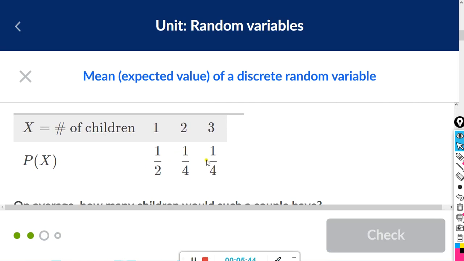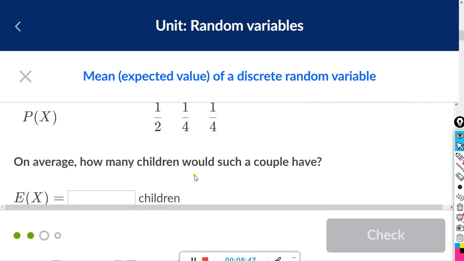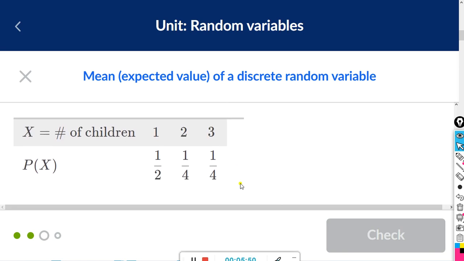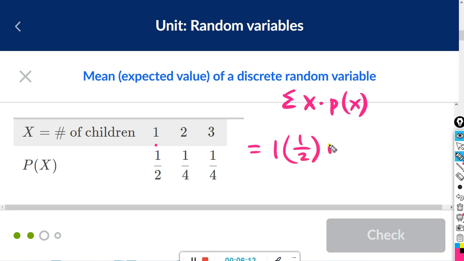Now we have the number of children and the probability for each. On average, how many children would such a couple have? Same thing: it's the sum of x times P of x for each one. These are the x values here. We have 1 times a half. These are the probabilities for each one. They put it in the form of a fraction this time. For the 2, the probability is 1/4. And for the 3, the probability is 1/4.